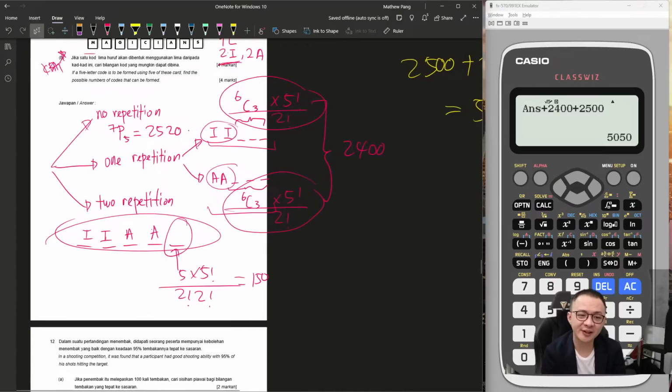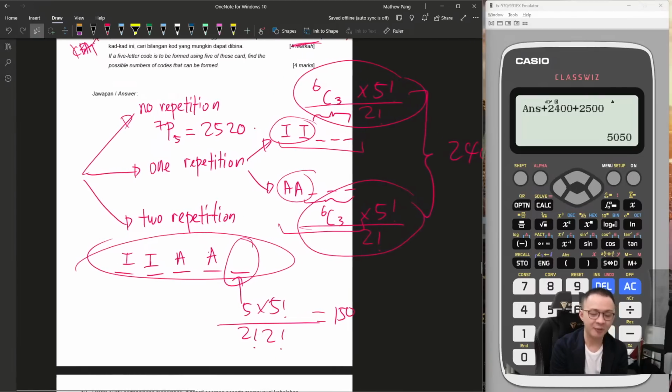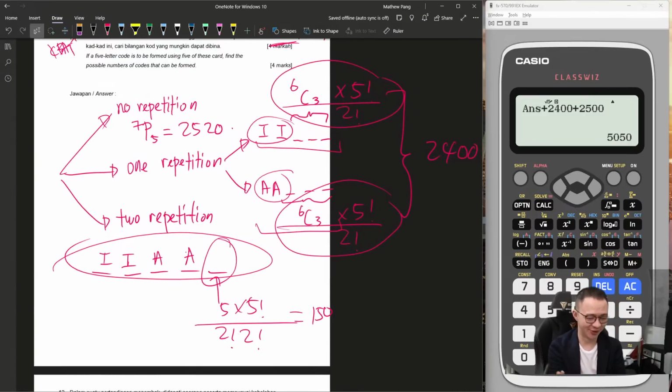If for the one repetition you miss the factorial at 2, yeah, because 2 factorial is actually 2. So when I type in the calculator, because 2 factorial is 2 times 1, I will just type 2.